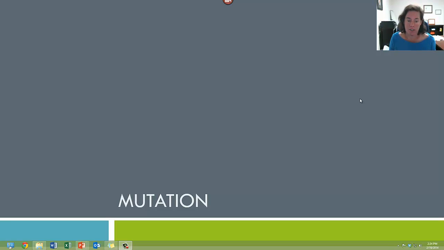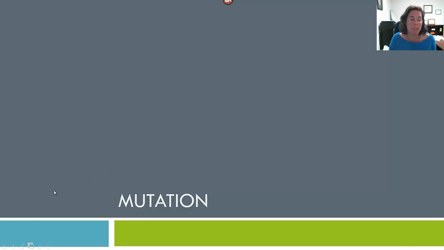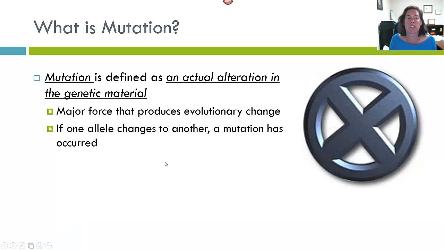Hi, today's lecture is entitled Mutation. A second major force that produces evolutionary change is mutation. Mutation is defined as an actual alteration in the genetic material. If one allele changes into another, a mutation has occurred. Mutation is a molecular alteration, such as a change in the base sequence of the DNA.